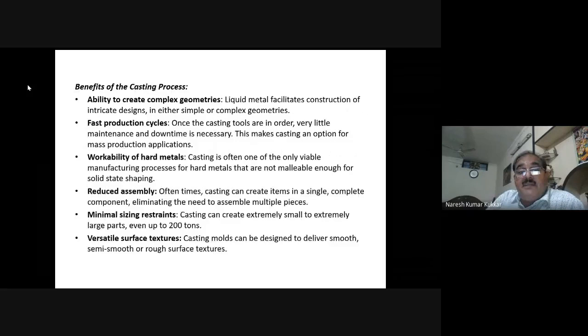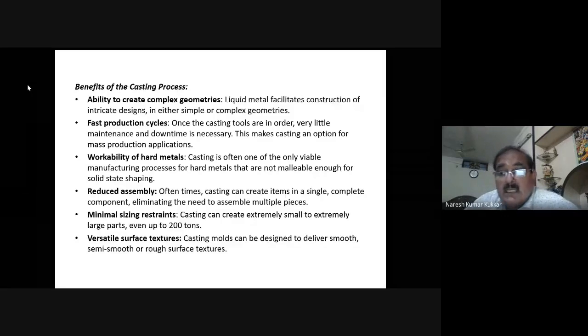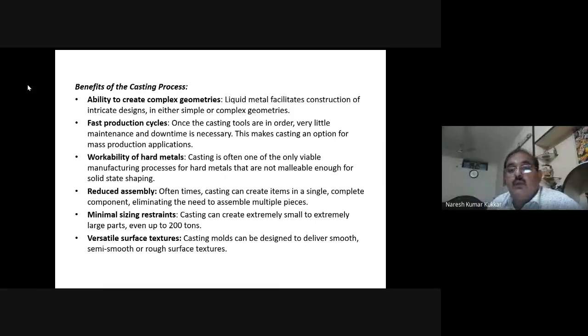And what are the benefits of the casting process? One is the ability to create complex geometries. Liquid metal facilitates construction of intricate designs in simple or complex geometries. If your design is complicated, you cannot create it by machining easily. There are so many contours, and it's very difficult to create, mainly on the internal side. The external side you can create by machining, but the internal side is very difficult. In casting, we overcome that, and we can create many complex shapes.